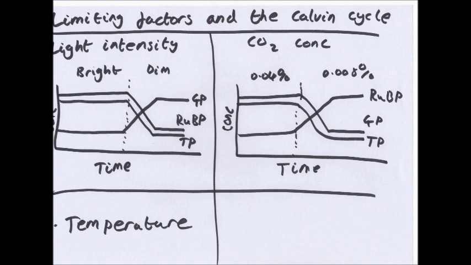So, as temperature is above 25 degrees, Rubisco, which we said could be called ribulose bisphosphate carboxylase oxygenase. So the oxygenase activity above 25 degrees increases, it doesn't decrease, but oxygenase has more activity than the carboxylase function.